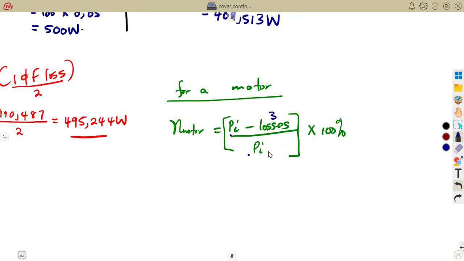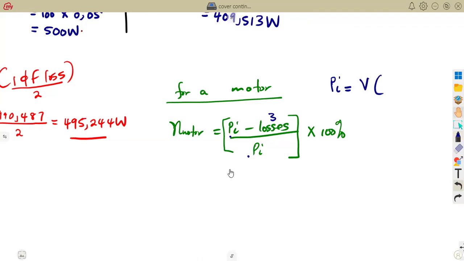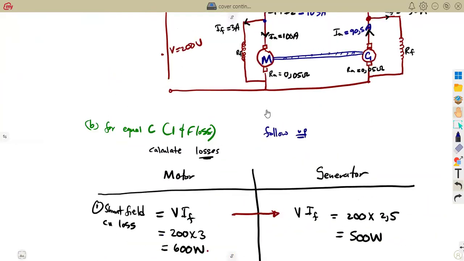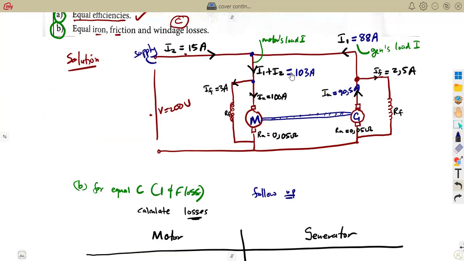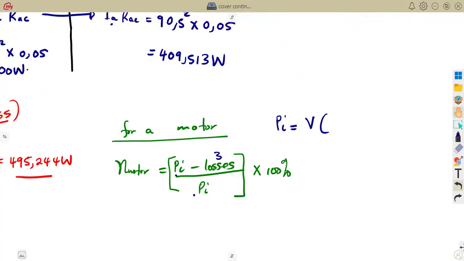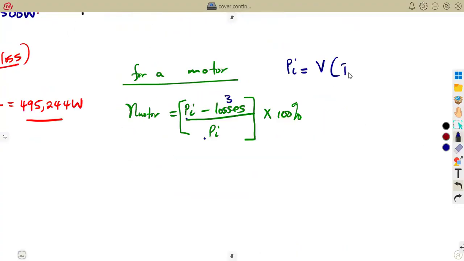What about the input? The input that we are talking about now is the input to the motor. We are dealing with the motor now. What is the input to the motor? Voltage times what? Times the load current to the motor, the one that I was explaining on our diagram. The motor's load current is what? I1 plus I2. You are no longer just taking any current, it is the current of the motor that you are taking, I1 plus I2.